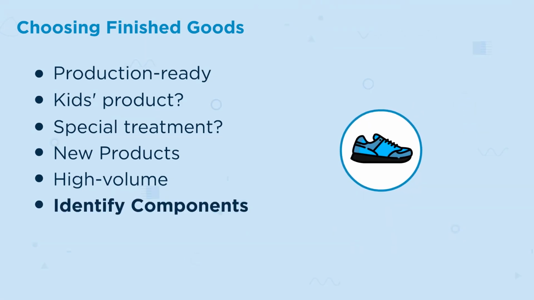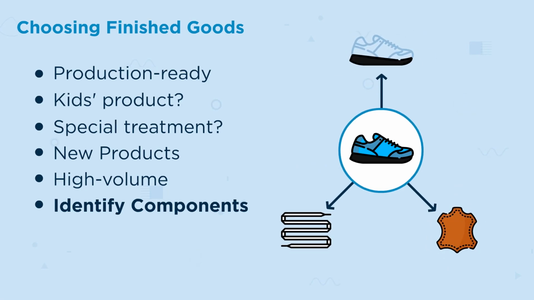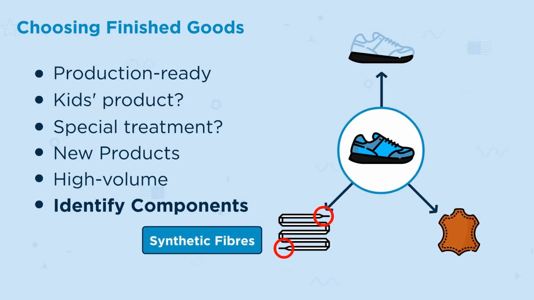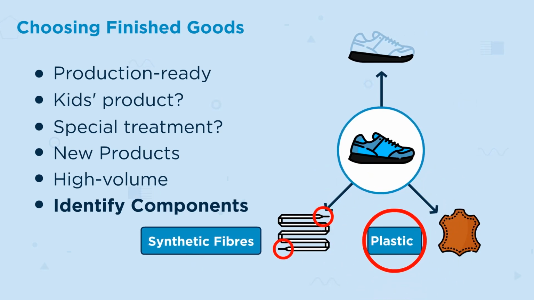Another important consideration when testing finished goods is to correctly identify the components. For example, a shoe can be made out of a rubber sole, natural leather, and laces. If you are using the Affirm RSL, for example, the laces would be tested as synthetic fibers, but the tips of the laces would be considered plastics.